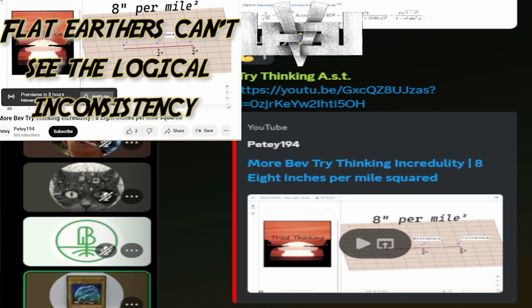Right, and what you guys are saying is there is no drop over distance. I agree. By the way, it's a globe Earth formula. The whole thing you're arguing is in the globe Earth model.